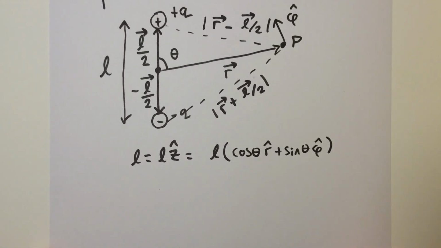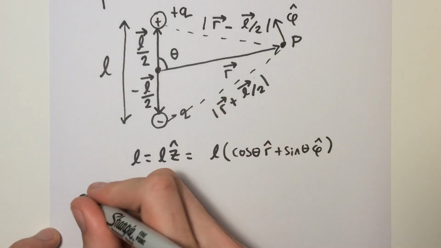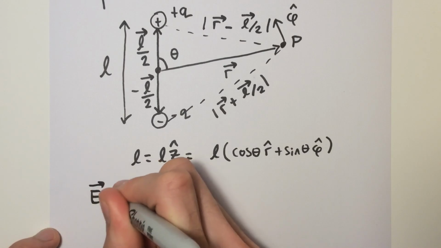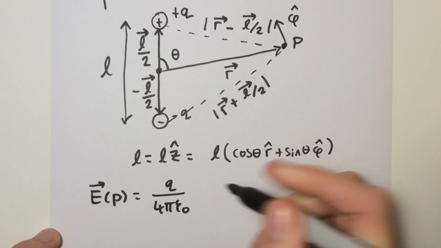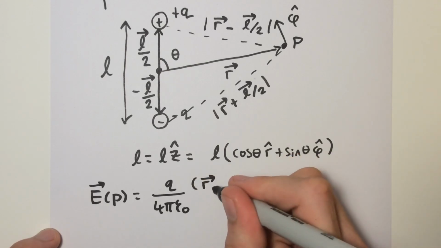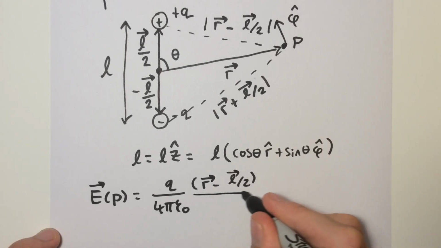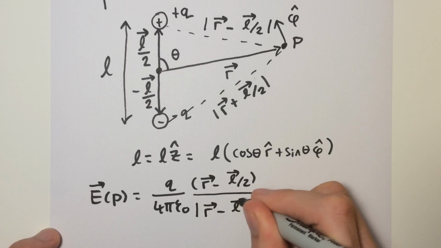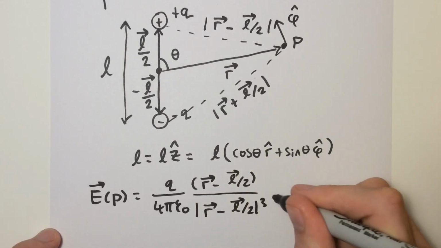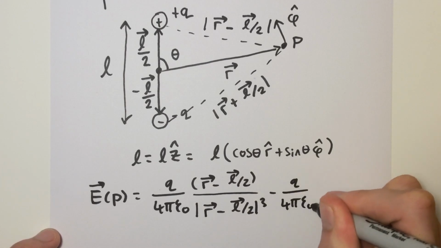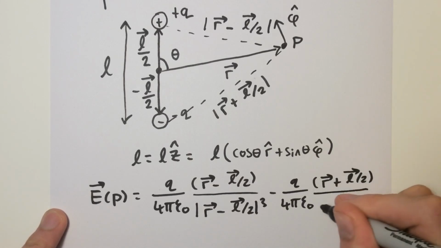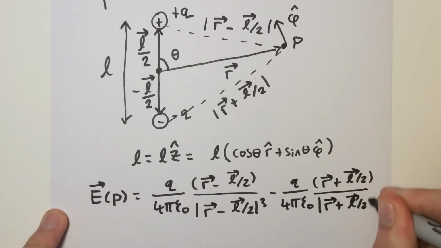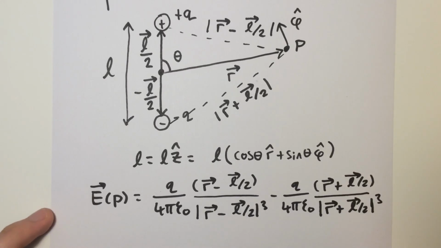So using Coulomb's law, we can find the total electric field at P by summing the electric fields from each charge. So E defined at P is going to equal Q over 4 pi epsilon naught, and then for our positive charge we're going to have R minus L over 2 divided by the magnitude of that distance cubed, minus Q over 4 pi epsilon naught, and then for the negative charge R plus L over 2 divided by that modulus cubed.